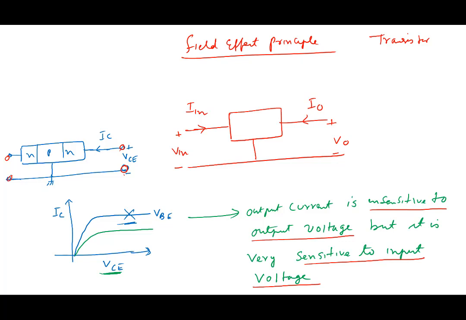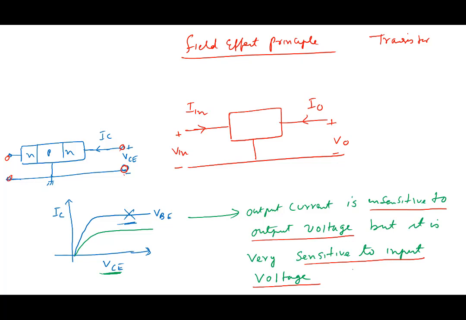Normally, you would expect that current flowing between a pair of terminals would be very sensitive to the voltage applied across that pair of terminals. That's how resistors, capacitors, inductors, they all behave. But here is a very different thing. It's very sensitive to something far away and not at all sensitive to something local across its own pair of terminals. So that's very strange. Now, how do we define this? But it is very sensitive to input voltage.